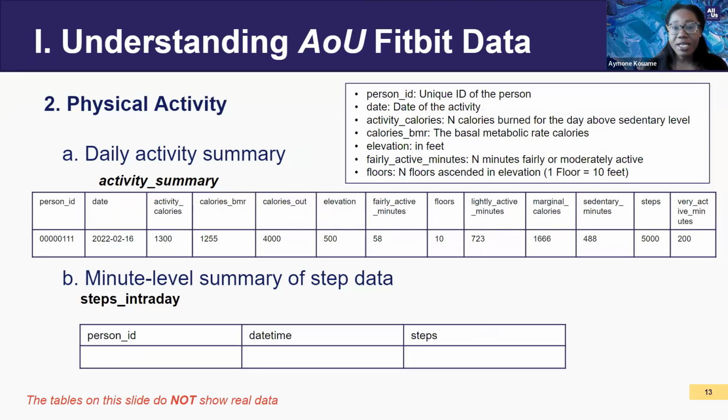The activity summary also has the unique identifier. You have the activity date, and then the activity calories, and all the calories out, calorie BMI, which is the basal metabolic rate calories, the elevation in feet, and then the number of minutes spent in fairly or moderate activity, light activity, and so on and so forth. And then you have the number of floors, which is calculated in feet. And then the rest is pretty self-explanatory. So next.